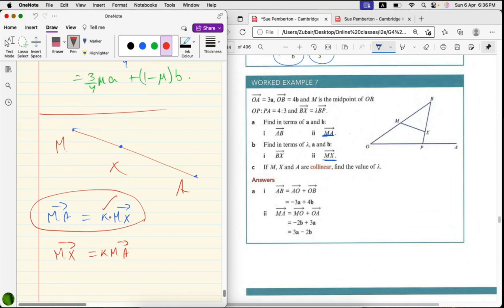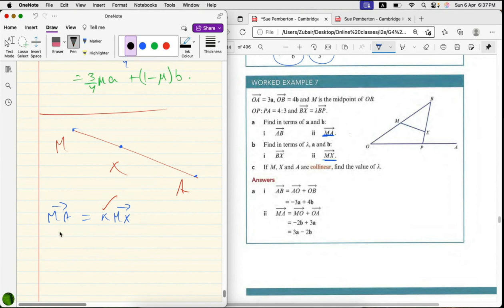So K must be more than 1 because MX is actually smaller in length. And if we choose the second order, K would be less than 1. Nonetheless, answers would be same. So if they are collinear, they lie on one line. So they are multiples of each other.